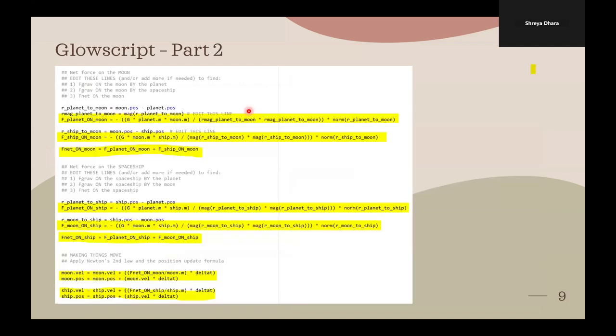For part 2, we did something a little bit similar, but it definitely was different. We found the total gravitational force acting on the moon. That would include the gravitational force by the planet and the gravitational force by the spaceship. We found the respective R vectors for each of these, and then found the net force acting on the moon. We did something identical for the spaceship, except we considered the forces acting on the spaceship to be the force by the moon and then by the planet. Then we found the R vectors and the net force acting on the spaceship. Using Newton's second law and the position update formula down here, we were able to make the objects in the simulation move around and see what that motion would look like.